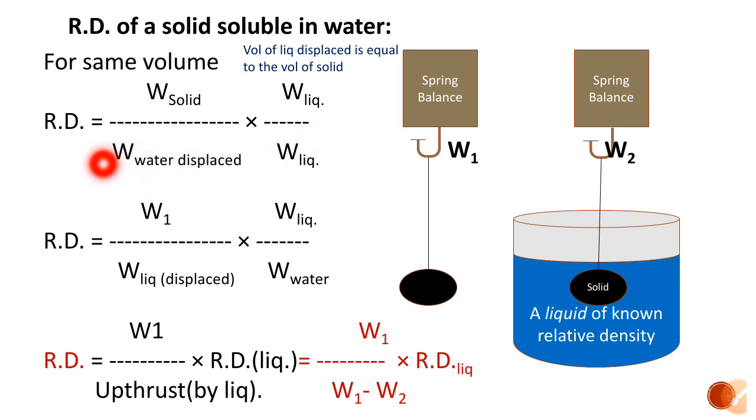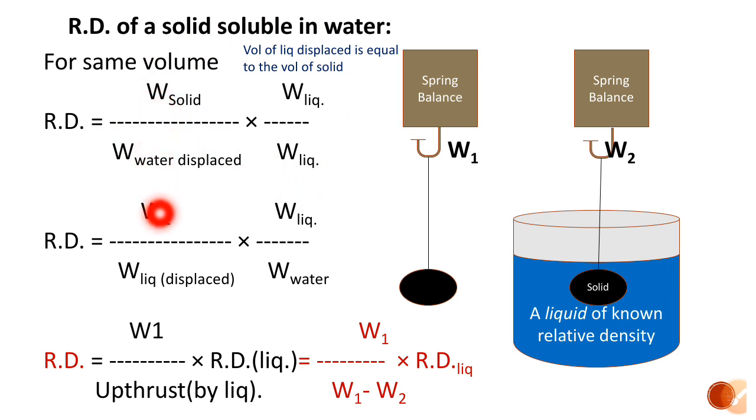I have written that water is displaced, but actually the solid cannot be taken inside water, so that's why we have multiplied in the relation with the weight of liquid, for the same volume, and it is also divided by the weight of liquid. Here you can easily understand it mathematically.